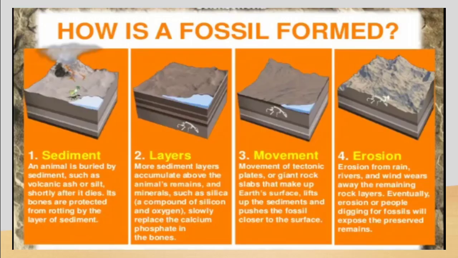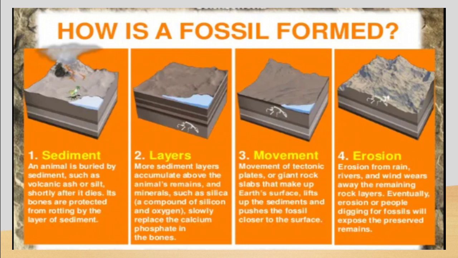So there are 4 steps in how a fossil is formed: sediments, layers, movement, and erosion. In sediments, an animal is buried by sediment, such as volcanic ash or silt, shortly after it dies. Its bones are protected from rotting by the layers of sediments.